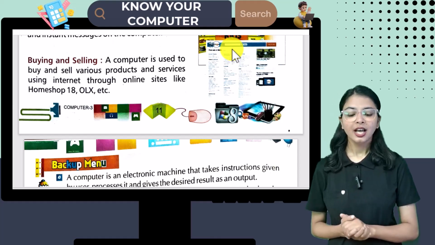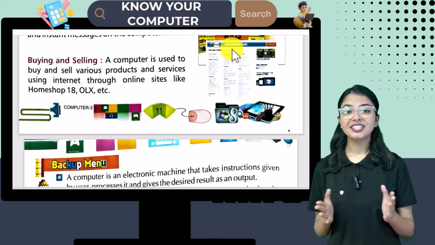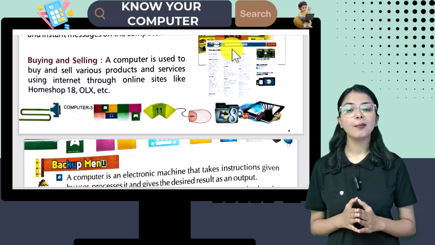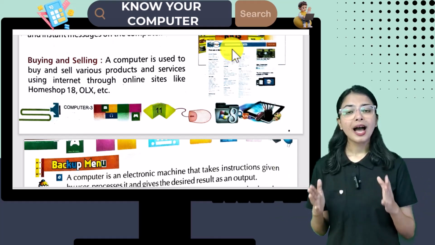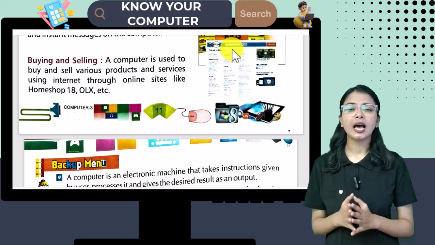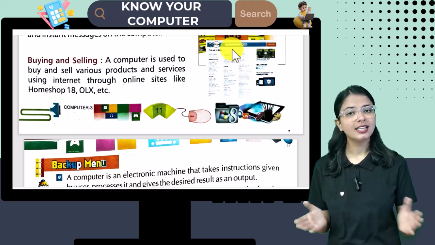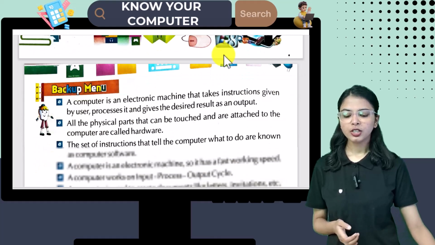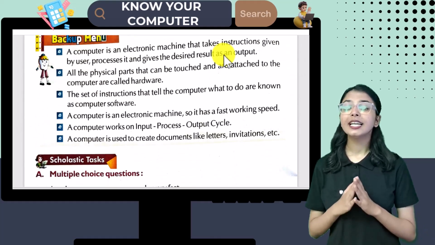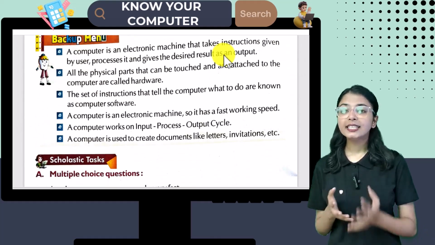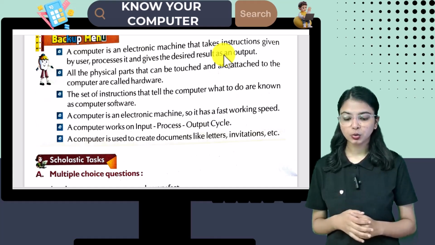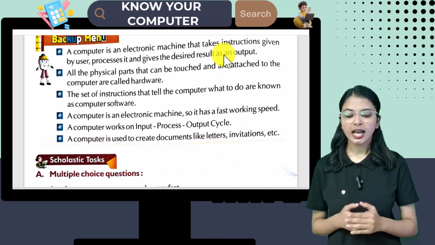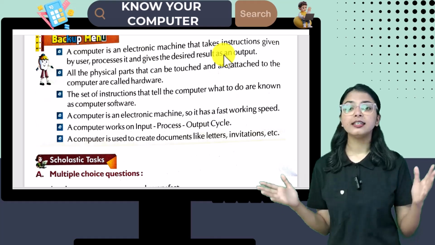Okay, students, so here we are done with the reading and understanding part of this chapter. Now we will do the backup menu, that is the quick recap, the most important points of this chapter. Okay, students, so first point is computer is an electronic machine that takes the instructions given by the user, then it processes it and gives the desired result as an output.